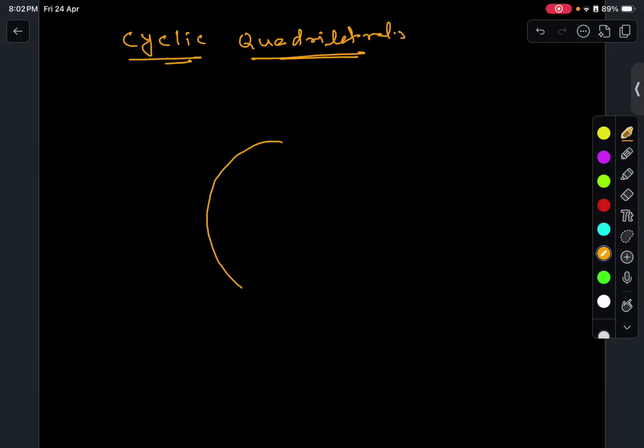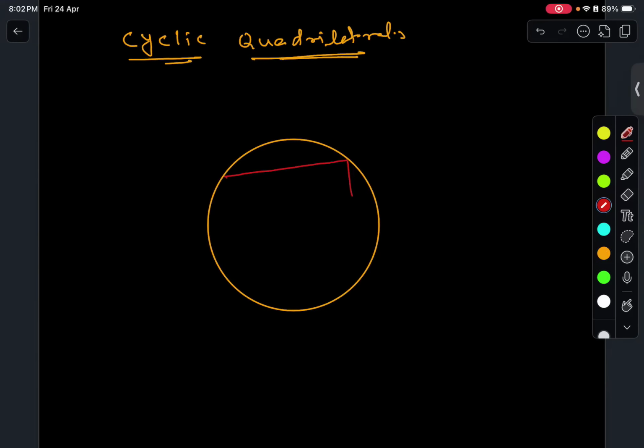Now, the most important thing you have to study for IOQM as well as RMO is cyclic quadrilaterals. What is the meaning of this? If a circle is there, and we can form a quadrilateral inside it, right? It is not necessary that it will be a square or something. It could be anything in that way.